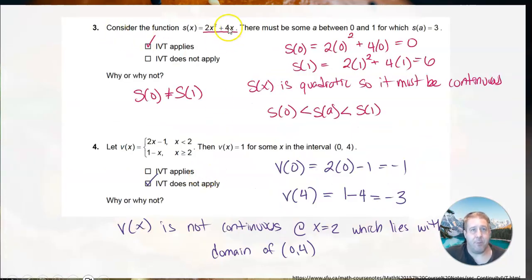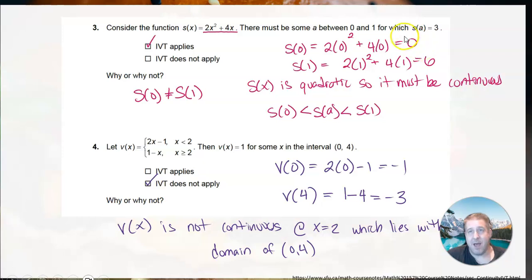All right, example number 3. Now we're given an actual equation, no more piecewise. It says, does there have to be an x where s of x is 3 between 0 and 1? Okay, a couple things I need to prove here. Since I don't have any answers, I need to actually find s of 0 and s of 1. What's the height at the beginning of the function? What's the height at the end of the function?